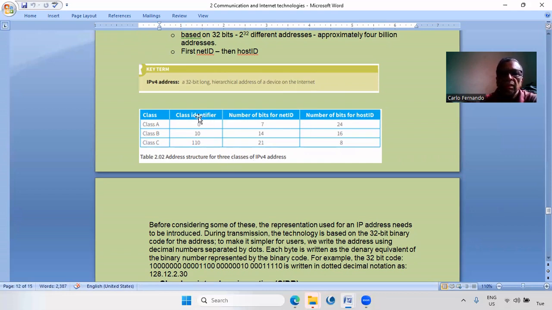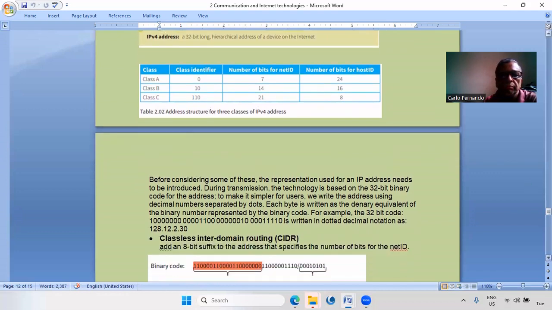Class B, the identifier is 10, and the number of bits for the net ID increases and the host ID decreases. So 16 plus 14 is 30, plus 2 bits here, 32. And here, 8 plus 21 is 29, plus 3 here, 32. That is how the 32 bits are made up.